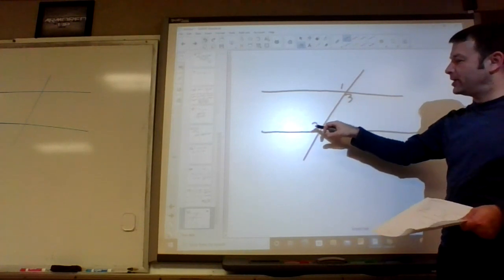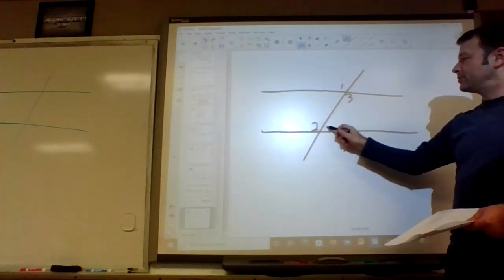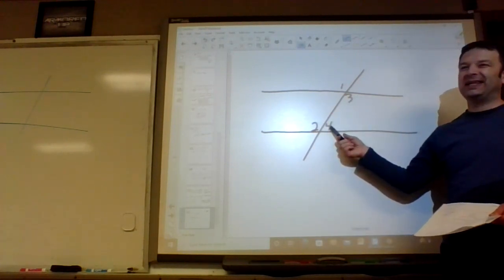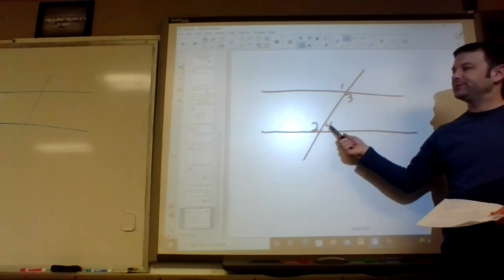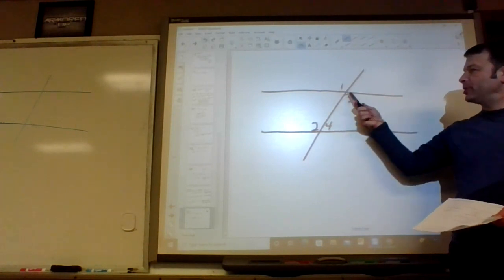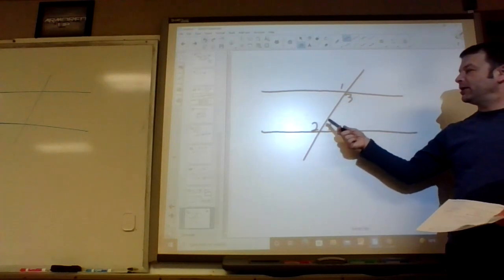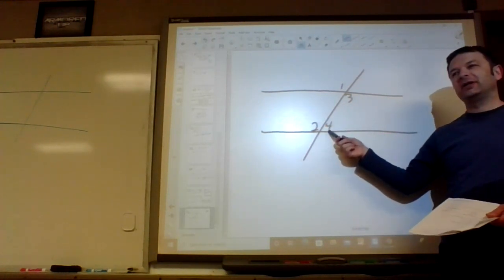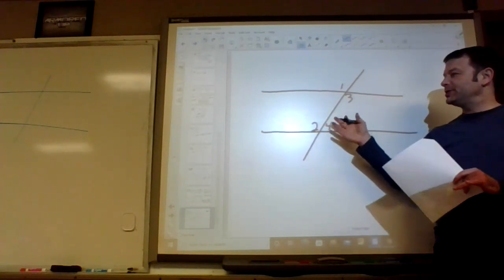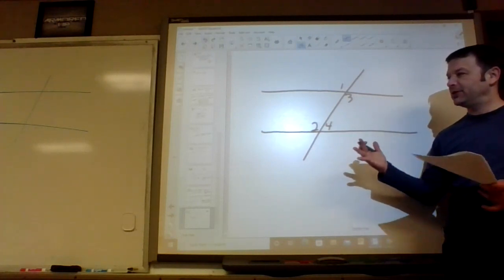Or we could say it the other way: if the alternate interior angles are congruent, the lines have to be parallel. What are 3 and 4 called? We call them consecutive interior. They have to add up to 180 if the lines are parallel. Remember what 1 and 3 are called? Vertical angles. Those are always the same. What about a linear pair? They always add up to 180, right? So really all these angles are either the same or add up to 180. They're all congruent to each other or supplementary.